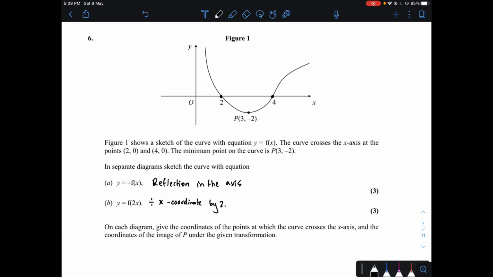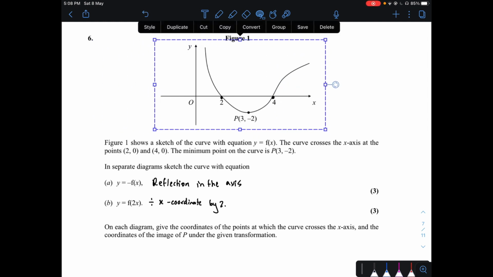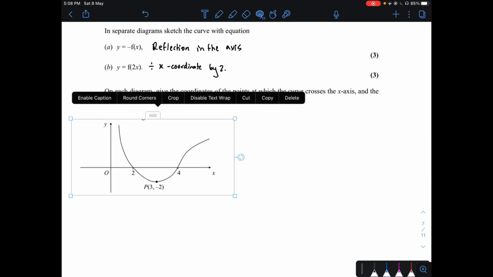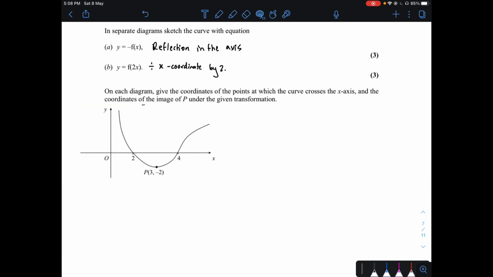Alright, so now let's draw them. I'm just going to copy this and move it down a little so you can see it. This is what we're dealing with. This is the initial graph. So this will be part A, and we have to draw a graph. Okay, now we're getting somewhere.